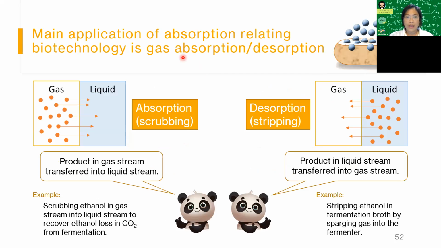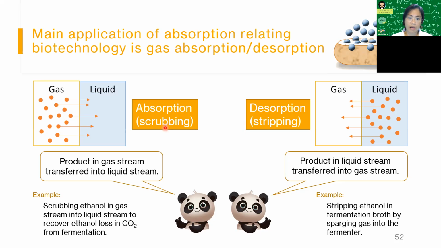Okay, look at the absorption first. The absorption, we are not using a lot of it in biotechnology, but in the chemical process, they will probably involve a little bit more. Main application of absorption in biotech is the gas absorption or desorption. So absorption and desorption involve absorption process.